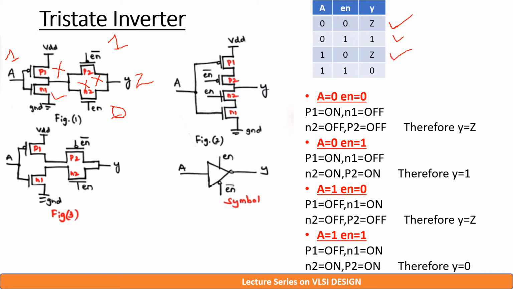Similarly, for the last combination, when A is 1 and enable is 1, the entire transmission gate will turn on and Y will be offered a closed path towards ground, hence output Y will be 0. So these are two different configurations of the tri-state inverter, and this represents the symbol of the tri-state inverter.